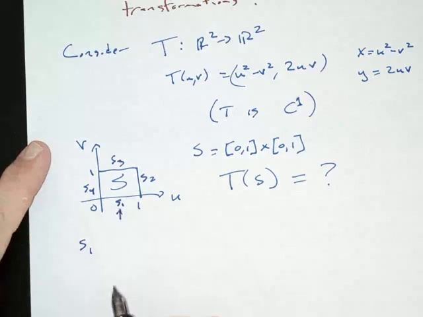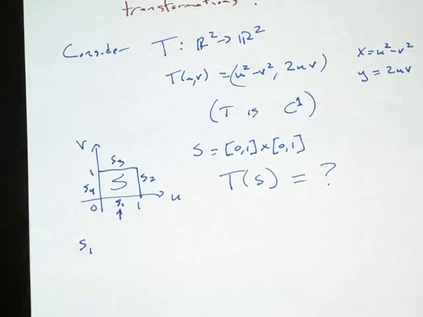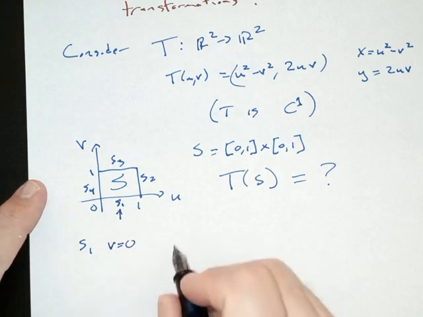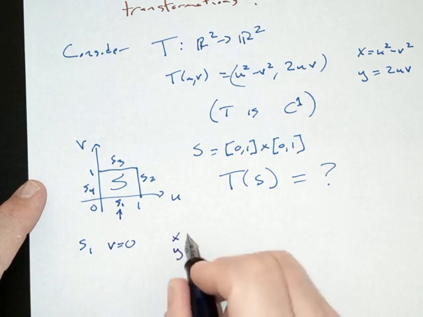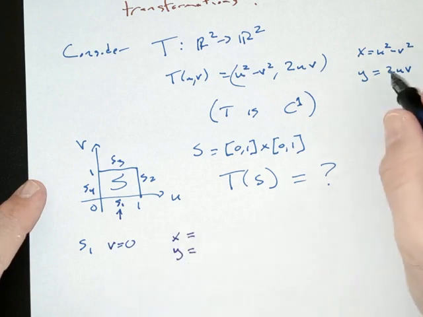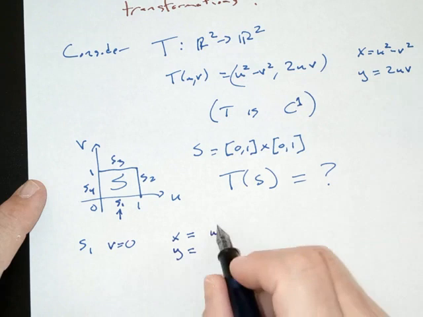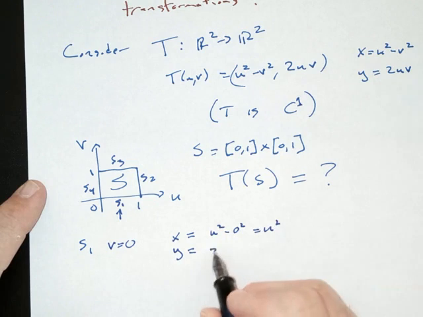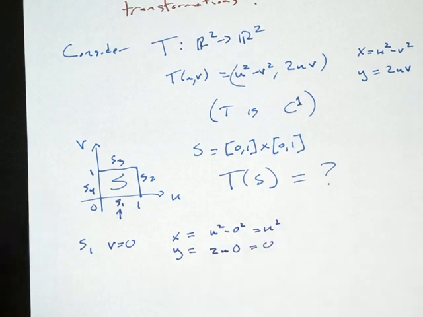Side 1. What do you know about every point in side 1? Here I know V equals 0. So when I write out my equations for X and Y, X is U squared minus 0 squared. That's just U squared. And Y is 2 times U times 0. That's just 0. What do I know about the U values on side 1? U goes from 0 to 1.